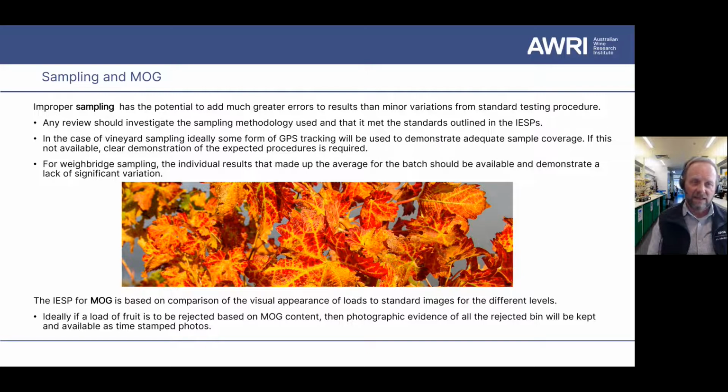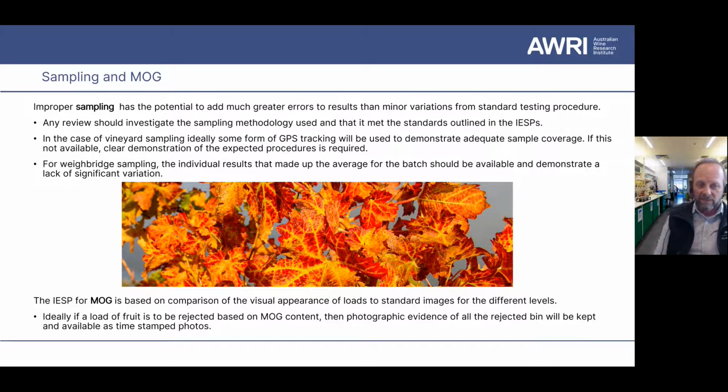In a case of vineyard sampling, ideally some form of GPS, global positioning satellite, tracking will be used to demonstrate adequate sample coverage. If it's not available, a clear demonstration of the procedures and the standards used for sampling is required. For weighbridge sampling, the individual results that made up the average for the batch should be available, and they should be able to demonstrate that there was not a significant variation within the batch which would have led to the possibility of greater errors.